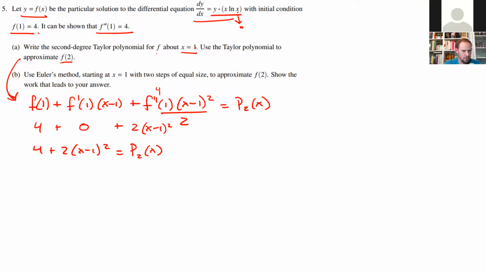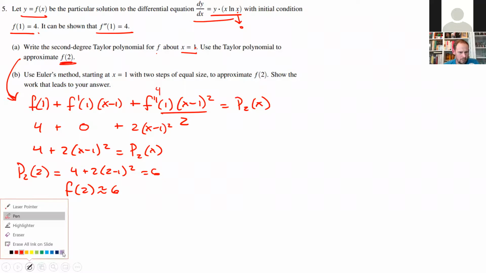Use the Taylor polynomial to approximate f of 2. So p of 2 is equal to 4 plus 2 times 2 minus 1 squared. So that's 1 squared. That's 2 plus 4 is 6. So we'd say f of 2 is approximately 6 based on our polynomial. All right, cool. That wasn't so bad if we remember Taylor's polynomial.